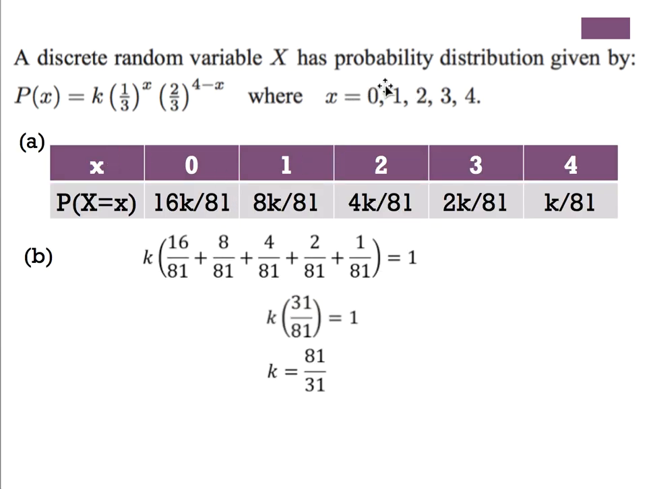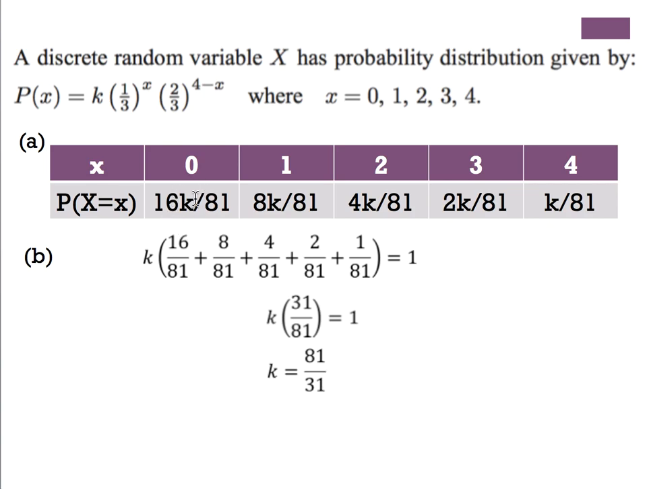Okay, so when you plug in all these values to the function, you will get 16k over 81, 8k over 81, 4k over 81, 2k over 81 when x is equal to 3, and when x is equal to 4, you will get k over 81. So these are the probabilities. And you know that the sum of these probabilities must be equal to 1. So that will help us to find the value of k. So solving this equation, you will get k is equal to 81 over 31.